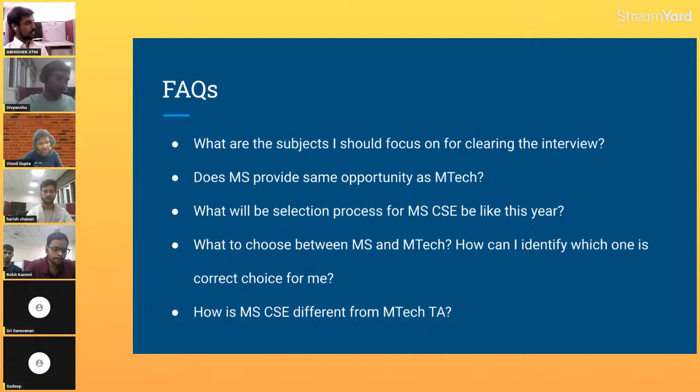Again, Rohit, I would like to ask one more question related to this only. Basically, what to choose between MS and MTech if we have an option? How can I identify which one is the correct choice for me?